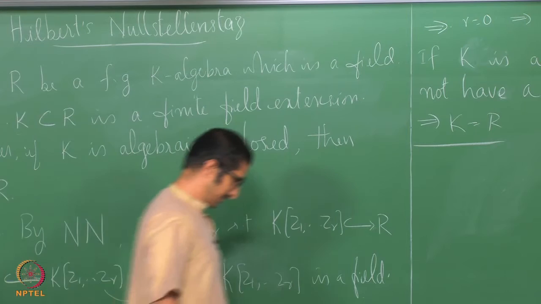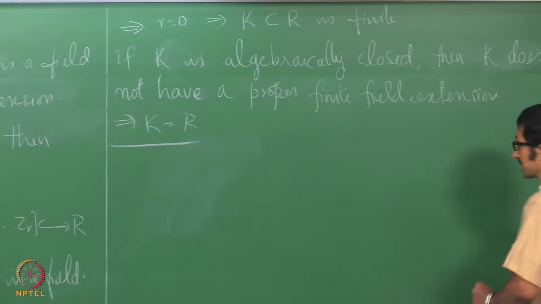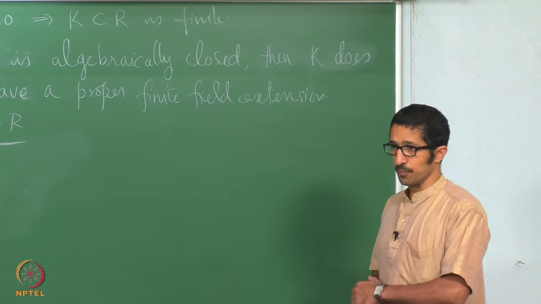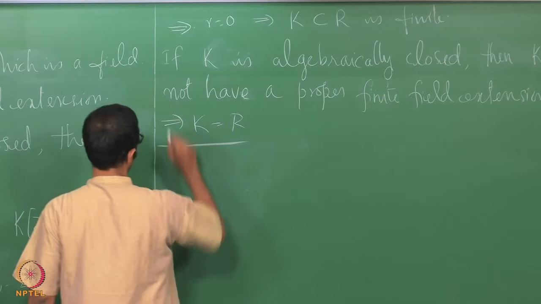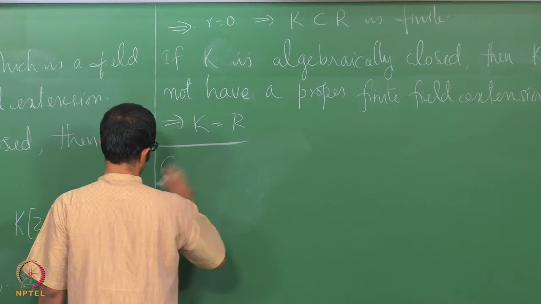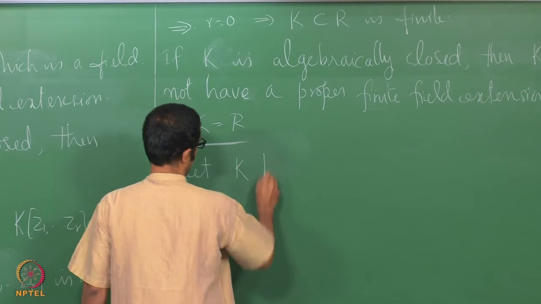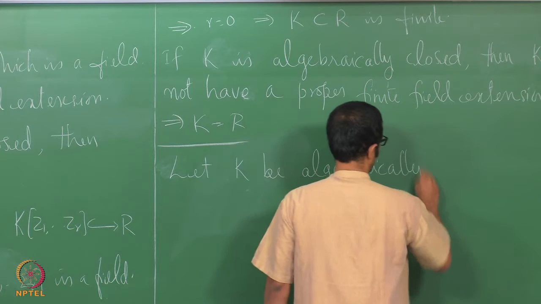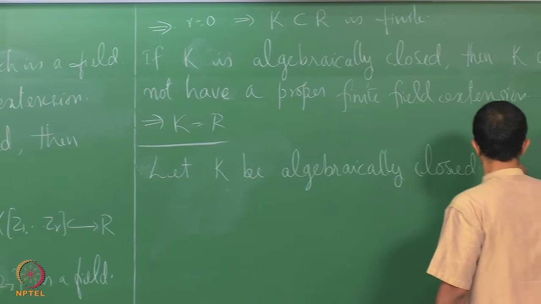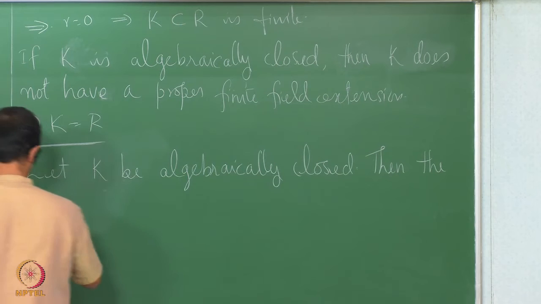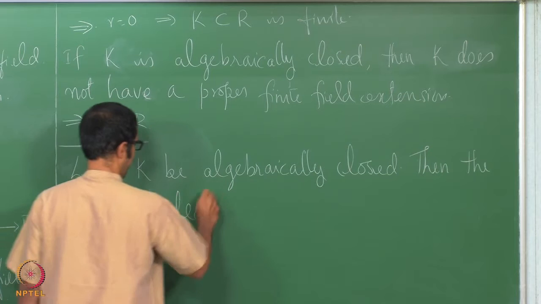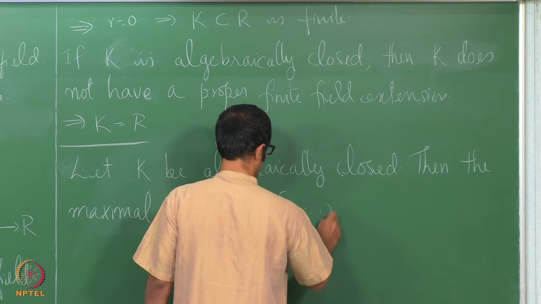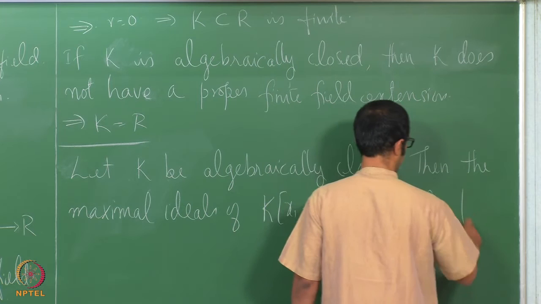Another very important form of Nullstellensatz is the one which describes the maximal ideals of polynomial rings over algebraically closed fields. So, let's look at another form. This is another corollary. Let K be algebraically closed. Then the maximal ideals of K[x1, ..., xn] are of the form (x1 minus a1, ..., xn minus an).